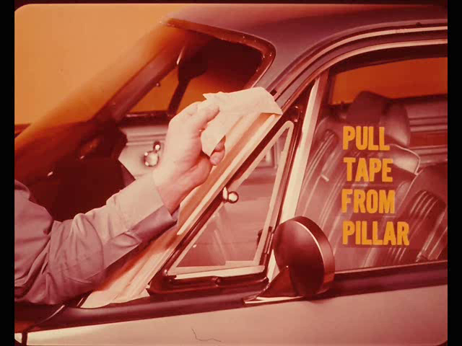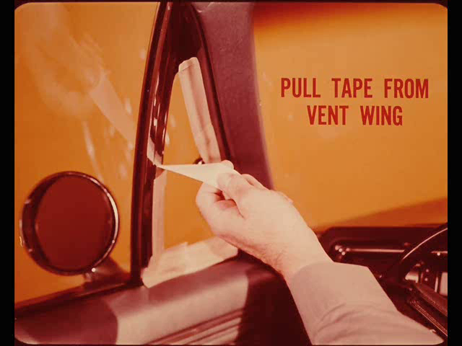If the noise is gone, stop the car so you can pull the tape away from the pillar and then make another test run. If the noise returns, you'll know that the source is somewhere in the pillar weather strip area. If no wind noise is noticed when all the tape is removed from the pillar, repeat the same testing process but pull the tape away from the vent wing in sections. When you get to a place where the noise sounds off again, you're near its source.